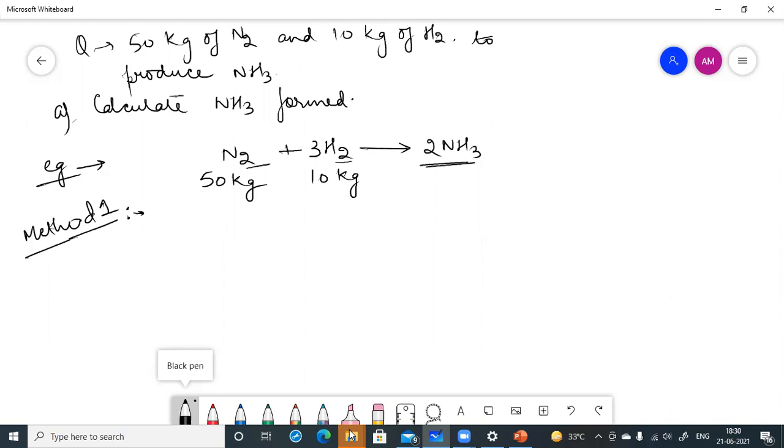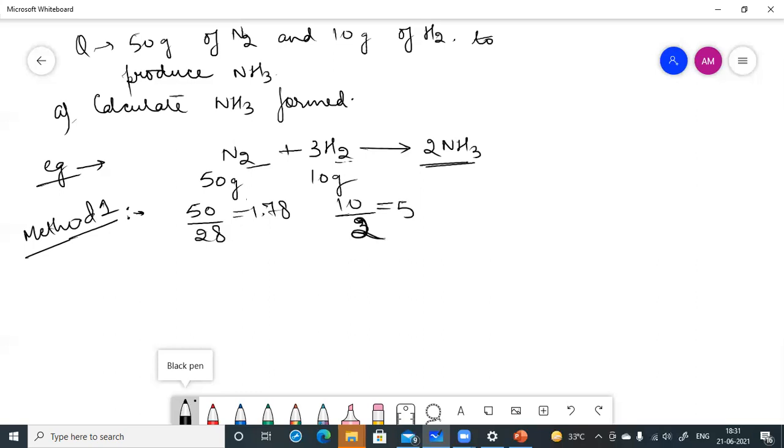Yes sir. Okay, so the first method is to convert into moles. When you convert this, it will be 50/28. The amount is in kg, so let's take it into grams, which will be more convenient. So this is 50 grams and this is 10 grams. So 50 grams upon 28, how many moles will it be? Let me calculate. This will be around 1.78 moles. And for hydrogen, oh sorry, the molar mass is 2, so this will be around 5 moles.